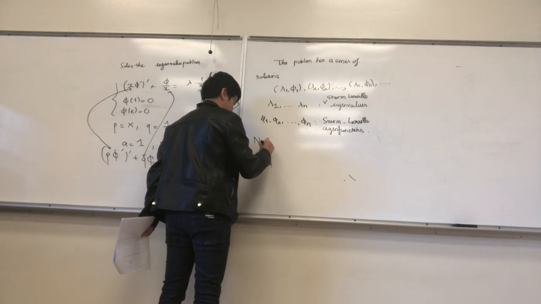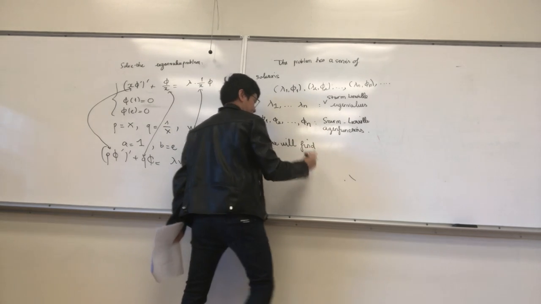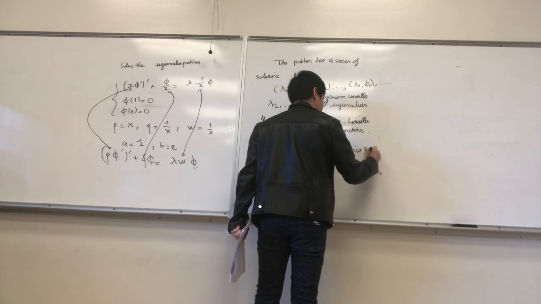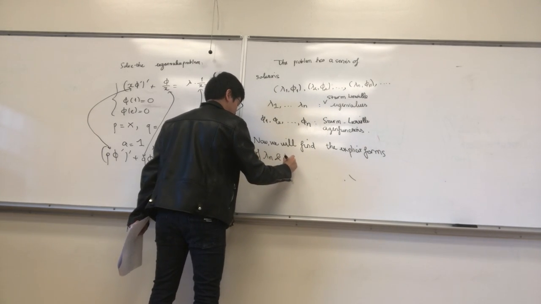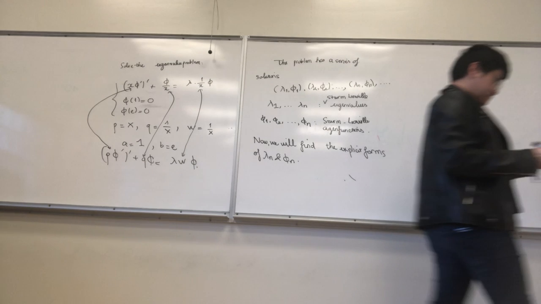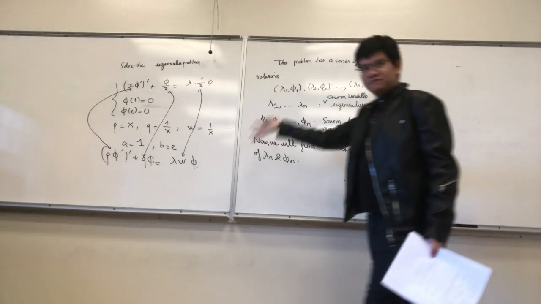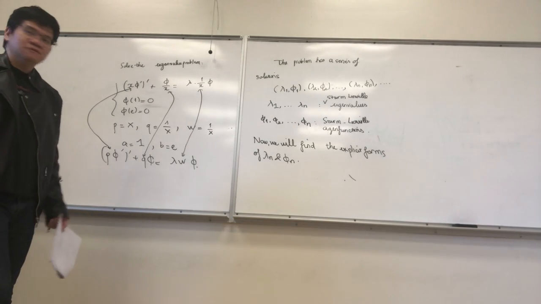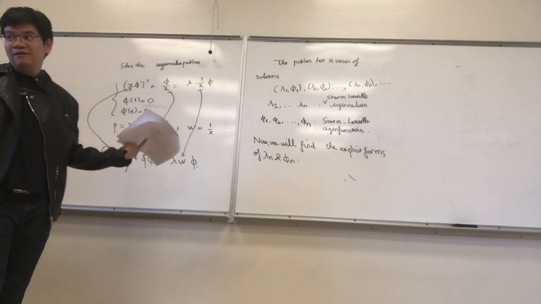Now, we will find the explicit form of lambda n and phi n. All right? Questions? Good. So according to the theory, you're going to have a series of eigenvalues and eigenfunctions, like in the previous case. Now what we do is we try to find the explicit values of lambda n and phi n.